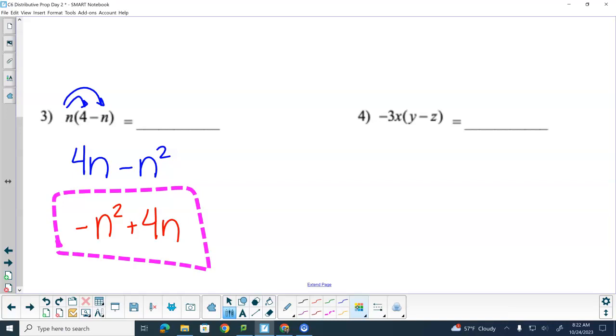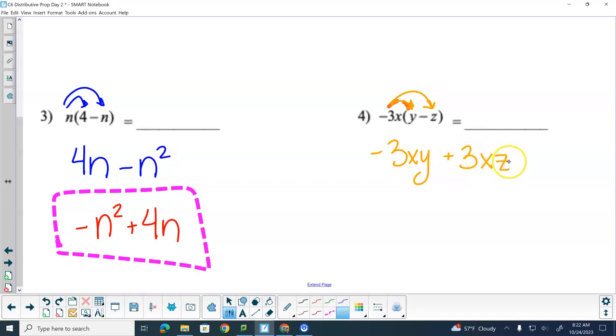All right, last one, number 4. Whoa, wow. Okay, first we have negative 3x times y. What's someone get for that? Minus 3x. So we have a negative 3x times a negative z. That's positive. So plus 3xz.